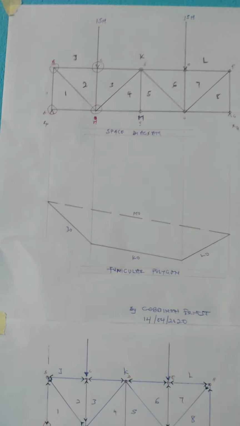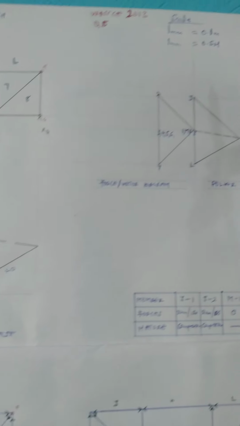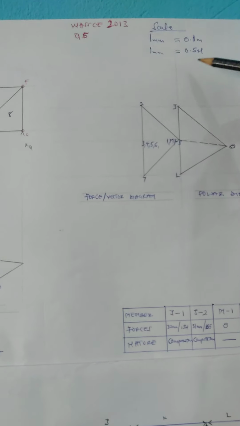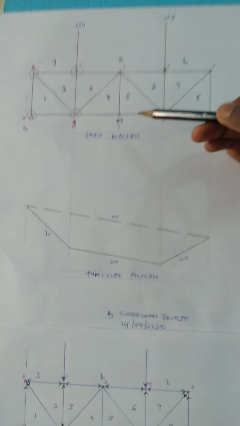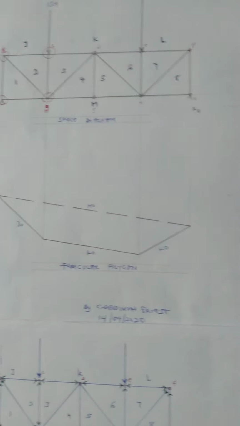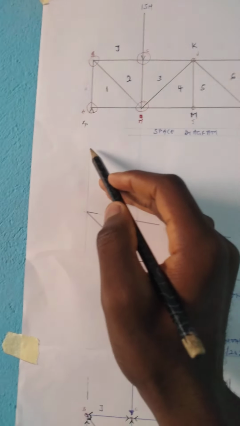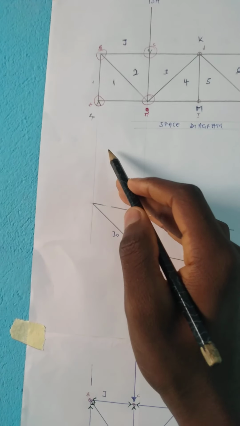So this is how it goes. The scale has been given, which is 1 millimeter is 0.1 meters, and 1 millimeter is equal to 0.5 newtons. Now to draw the space diagram, which is the truss itself, the scale for it was 1 mm is 0.1 meters. And according to the diagram, the entire length of the truss, I think, was 16 meters.